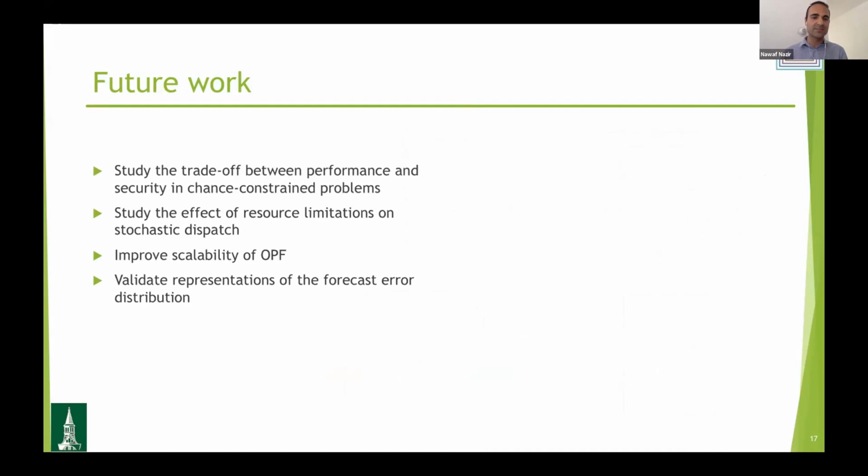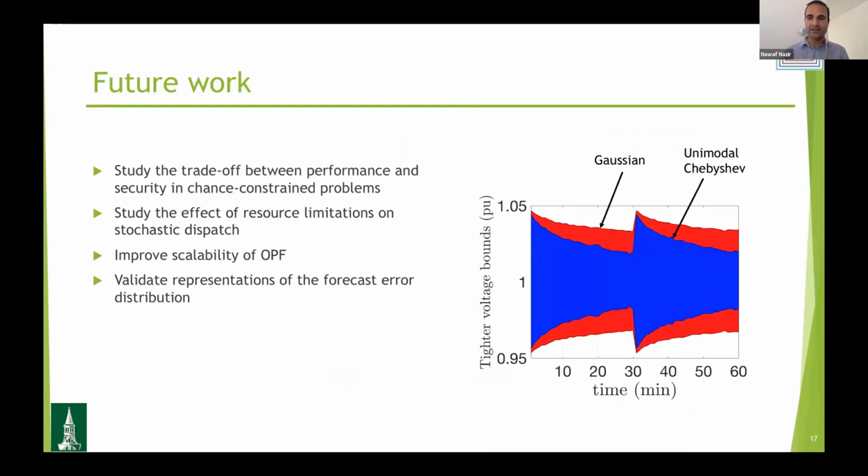And I also want to validate representations of forecast error distributions, because the kind of forecast error distribution you choose affects the conservativeness of your solution. That's shown here between Gaussian and Chebyshev.